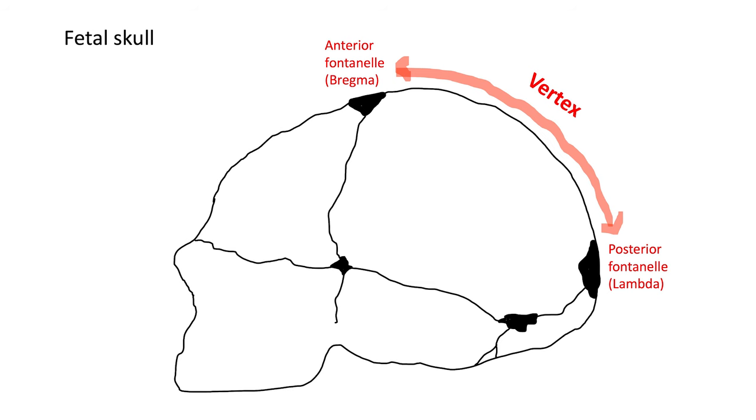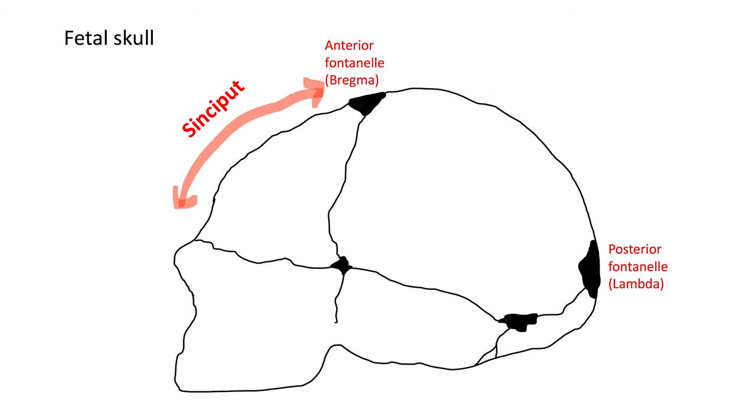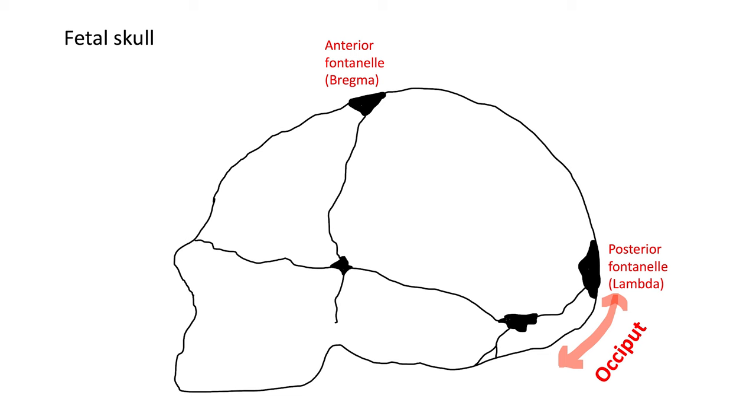Question five, what is the vertex, sinciput and occiput? It's easier to show this on a figure. So if you have a look at the image here, this is the vertex here, this is the sinciput, and this is the occiput.